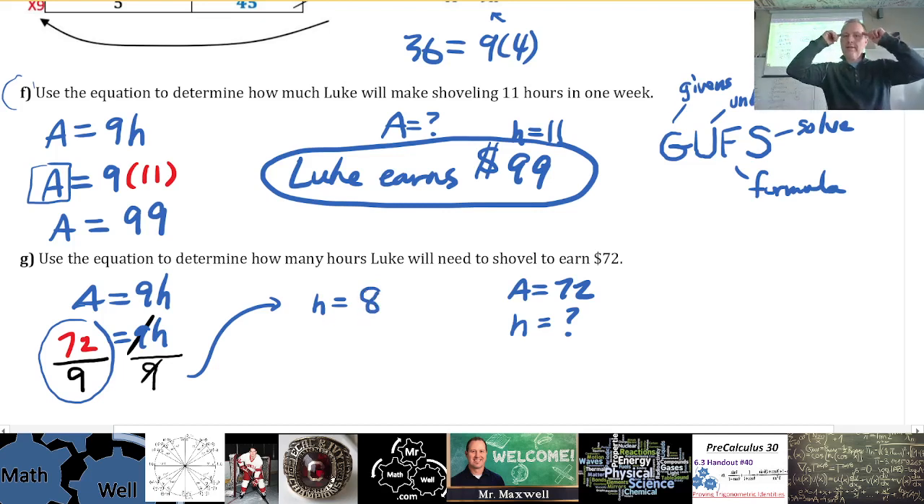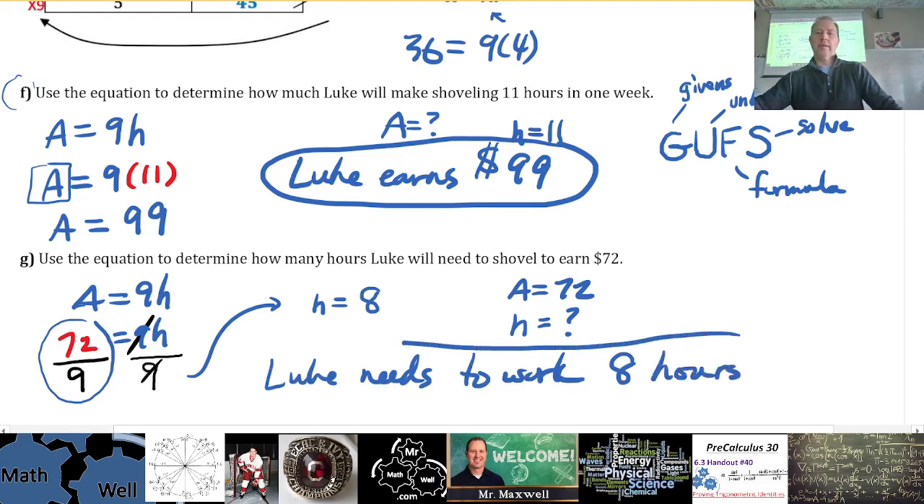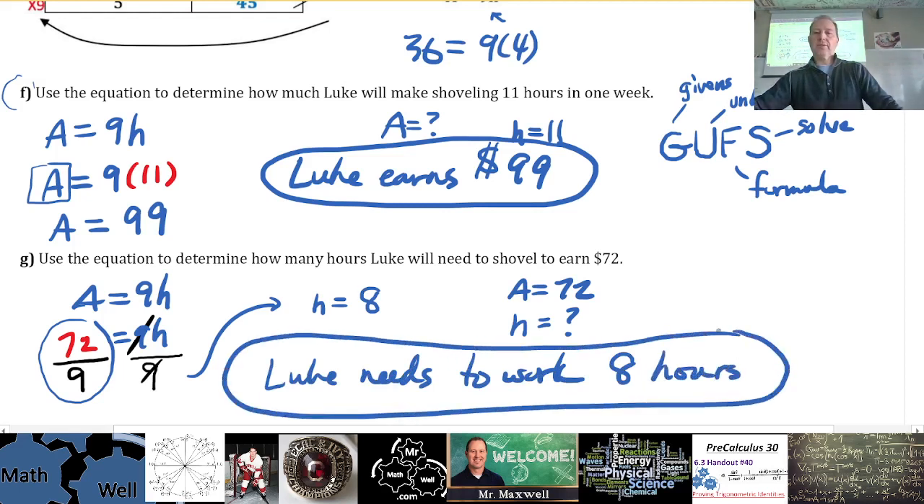I use my mind to understand the answer of the problem is connected to H equals 8 somehow, and I would then say, Luke needs to work 8 what? Hours. Yep. And I would circle that answer. I've got all my work shown. I've got my givens, my unknowns, my formula, my solving process. Okay, and I get it.